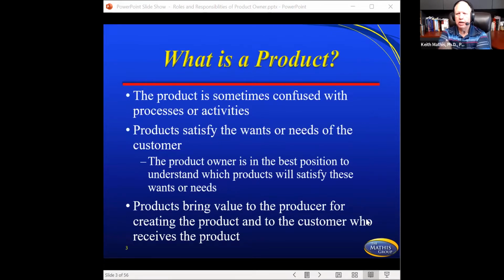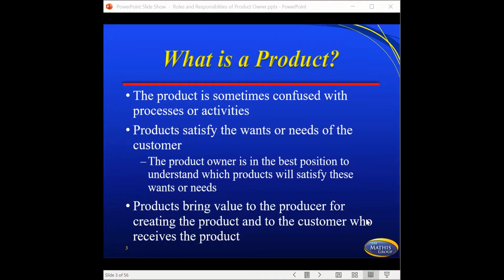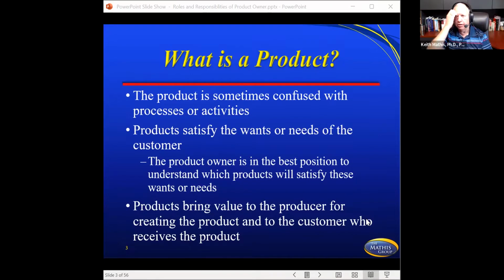Now, the whole goal in looking at agile, and at Scrum in particular, for your product, for your project, is that you're producing a product. That product is going to have certain types of features and functionality. When we talk about the product, that's really what we're talking about: the features and functionality that are going to be coming out of whatever it is that you're producing.